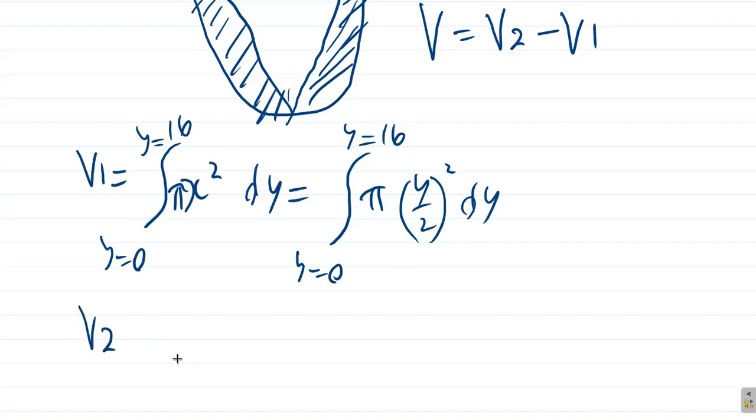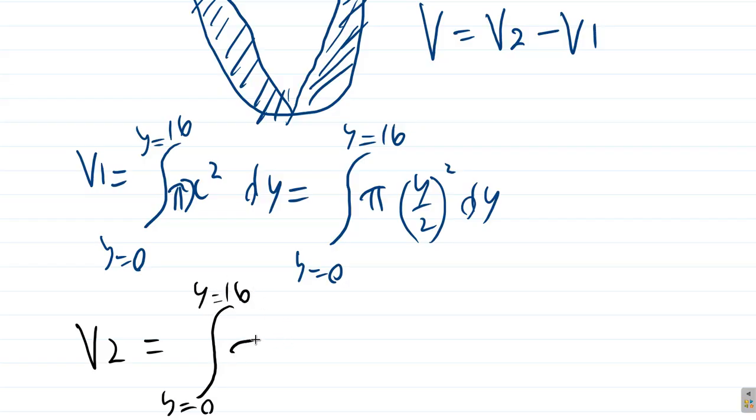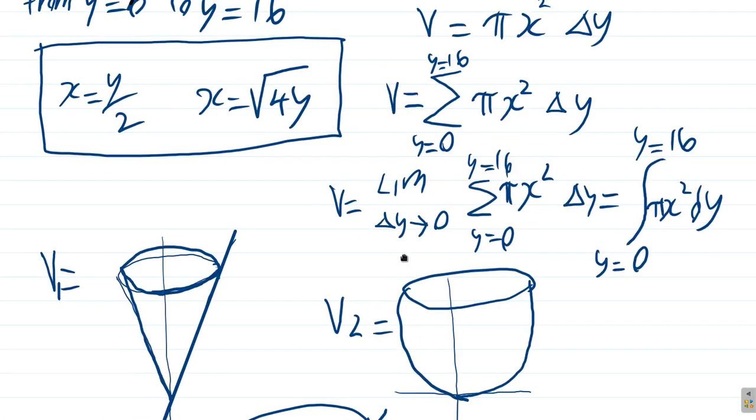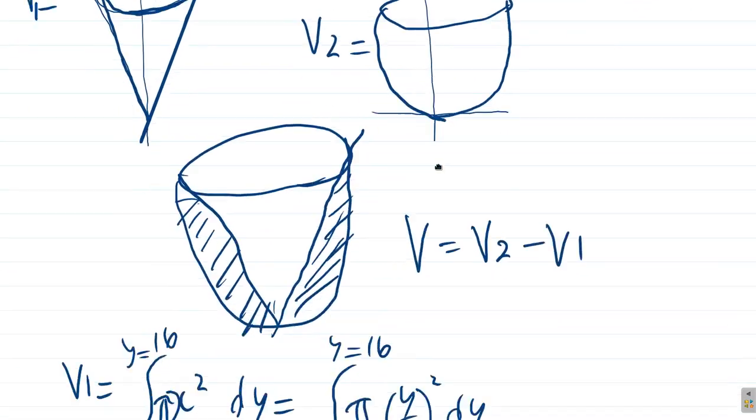Then volume 2, let me write volume 2 here. Volume 2 is going to be the integral from y equals 0 to y equals 16 of pi x squared dy, which is the same as the integral from y equals 0 to y equals 16 of pi. What is x in this case? x is the square root of 4y.